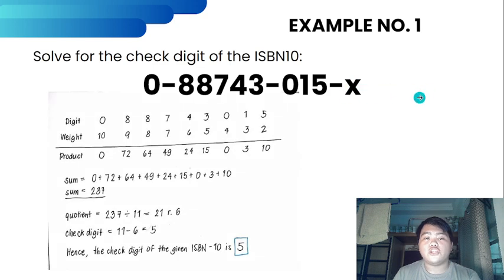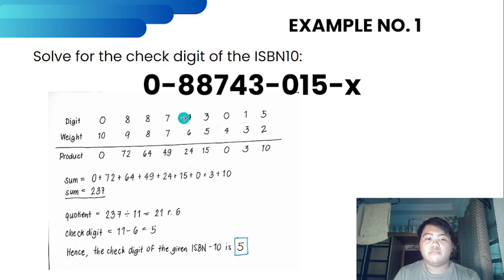For the solution, we will multiply each of the first 9 digits by the corresponding weight, given in descending order. The first digit is 0, weighted as 10, and the product is 0. The second digit is 8, multiplied by the weight of 9, so we get the product of 72. The third digit is 8, multiplied by the weight of 8, so we get the product of 64, and so on.